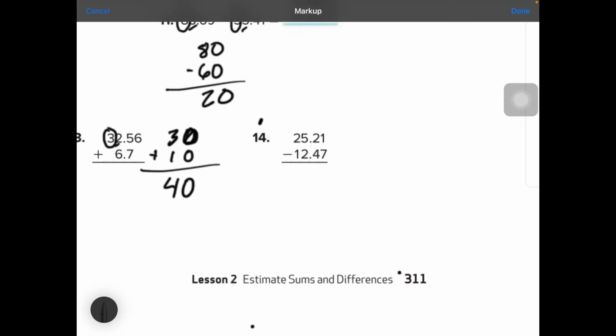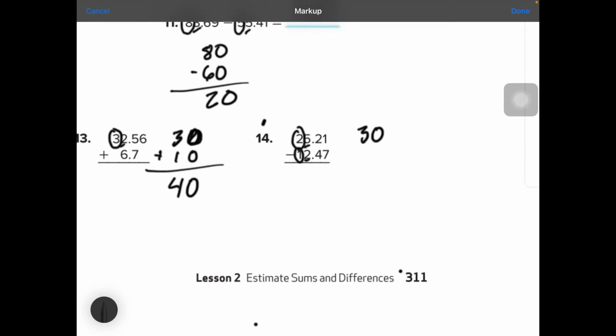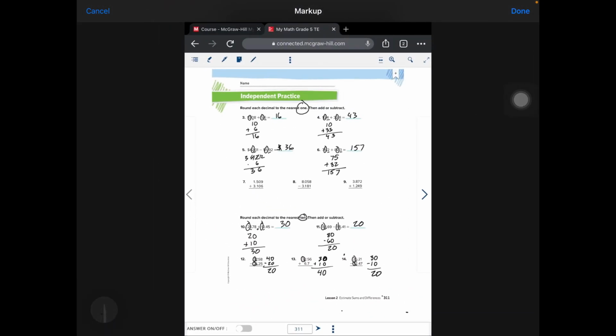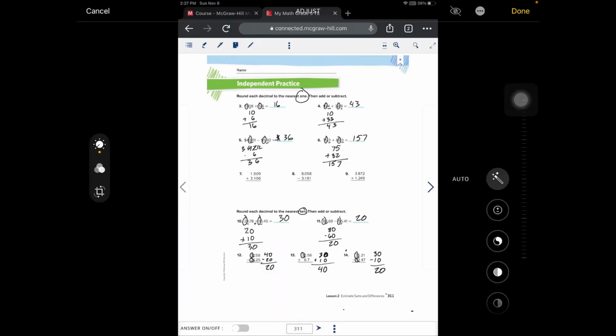Number 14. Again, we're adding the tens category place value. That 5 is going to bump that 2 up to be a 30. And that 2, however, is going to keep that at a 10. And it is subtraction. So we have 20. Boy, don't you wish math was like this all the time? I kind of like these. All right, that is all we have for page 311. Please join me on the next page.